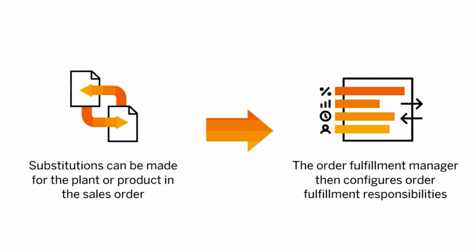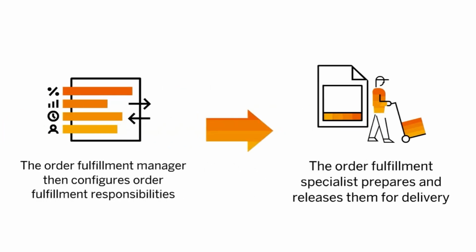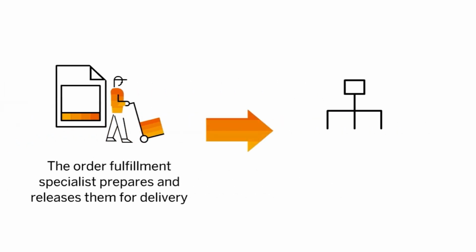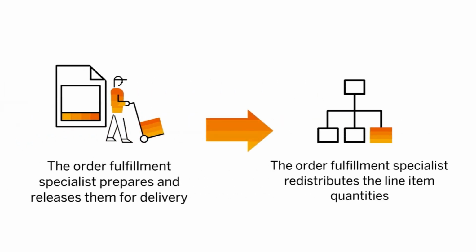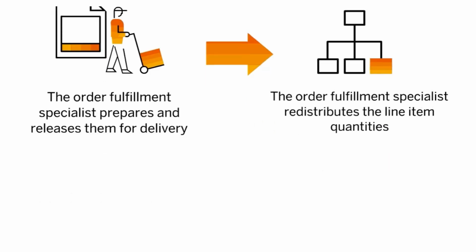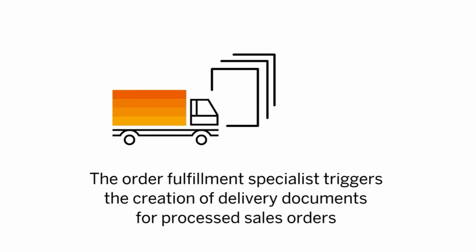they are responsible. If the sales order line items do not have availability issues, the order fulfillment specialist prepares and releases them for delivery. If the sales order line items do have availability issues, the order fulfillment specialist redistributes the line item quantities, for example, according to delivery priority or order type. Finally, the order fulfillment specialist triggers the creation of delivery documents for processed sales orders.